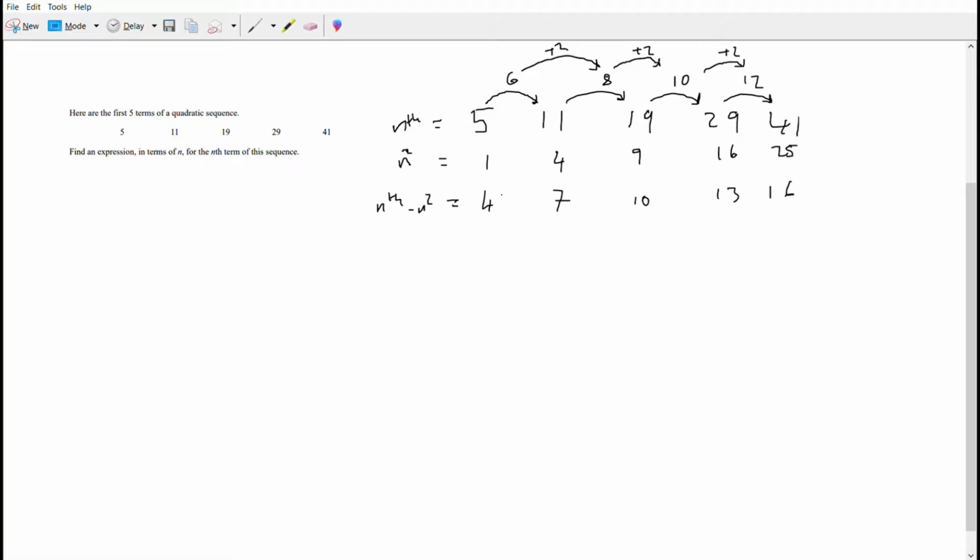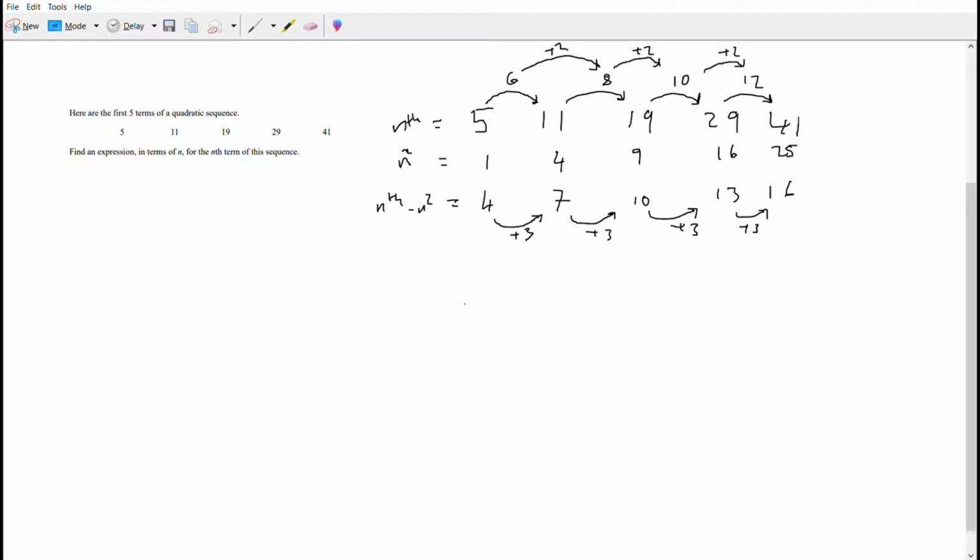This is a standard arithmetic sequence. It's the one that we've been doing before, because we've removed the n squared part of the equation. So now you can see that the change between each one will be constant. So this is plus 3, plus 3, plus 3, and then plus 3, because 16 minus 13 is 3, 13 minus 10 is 3, etc.